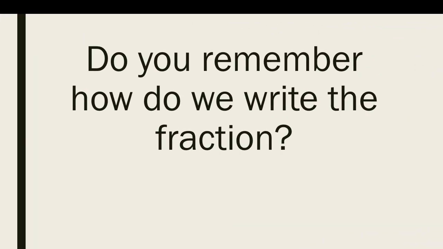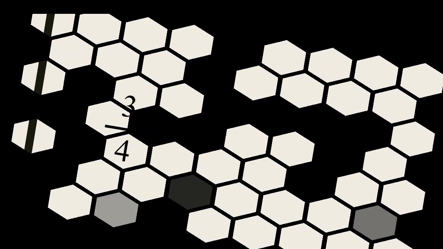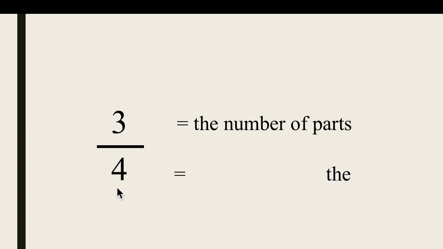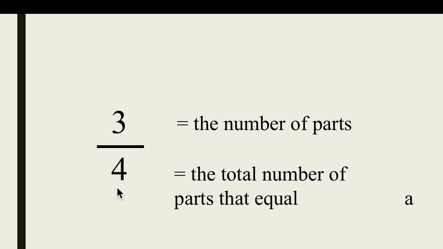Do you remember how we write the fraction? Let's see. We have two numbers, one on the top, one at the bottom. 3 represents the number of parts that are shaded, and 4 represents the total number of equal parts in the whole.